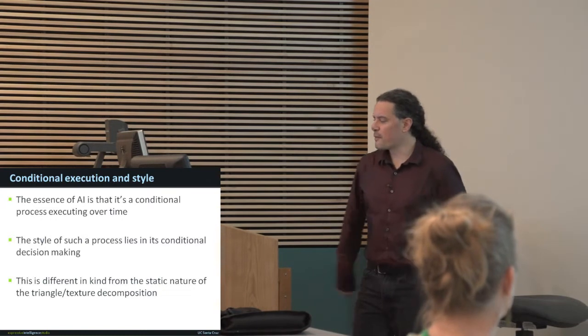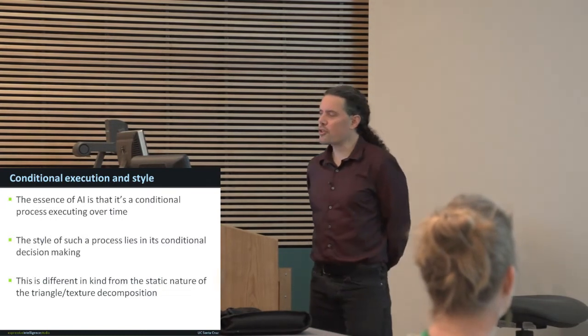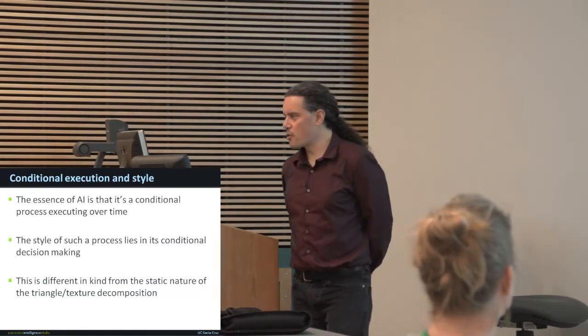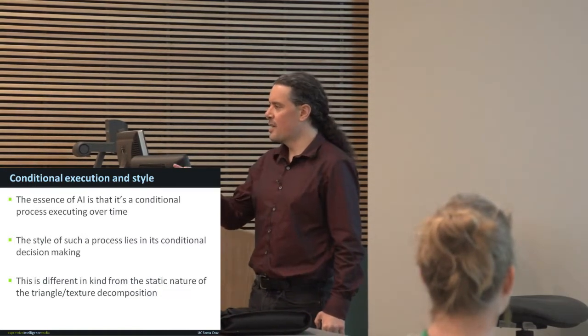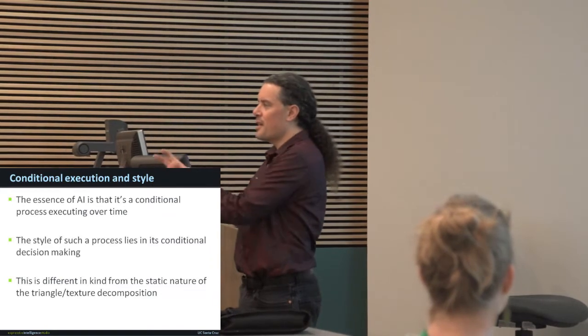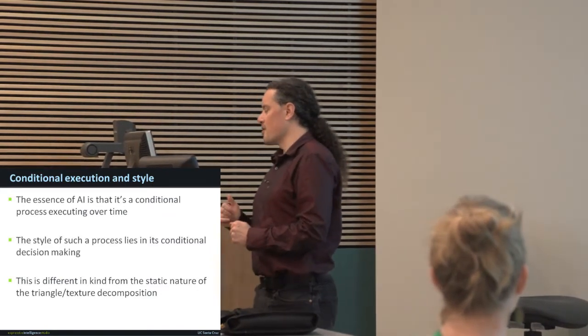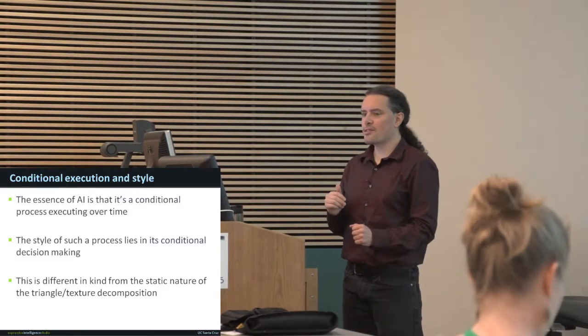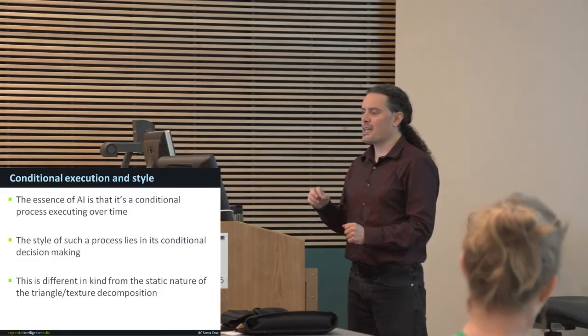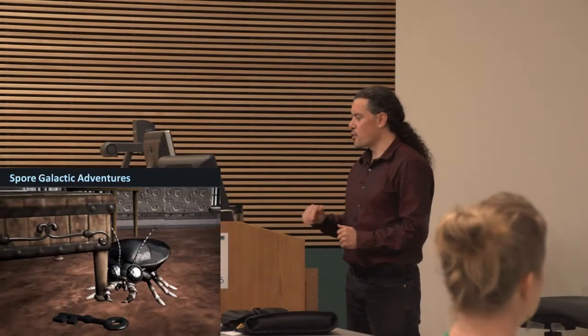This is really different from the static nature of the triangle-texture decomposition, right? We have a static triangle, we have a static texture, so I map a static thing onto a static thing, and so the style is a static thing, and the structure is a static thing. Here, style is actually the result of a dynamic process. And this is going to make it, again, much harder to think about a Photoshop-like tool.